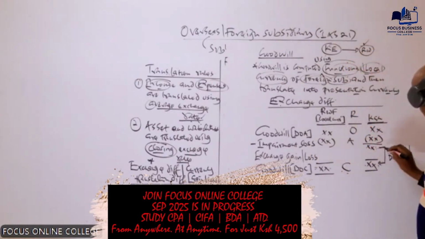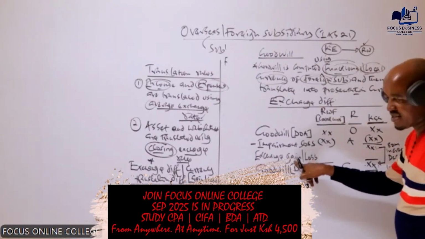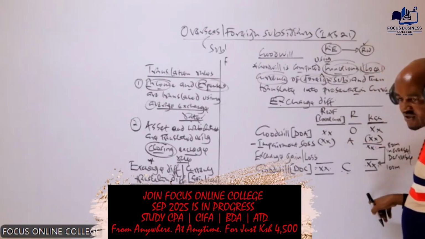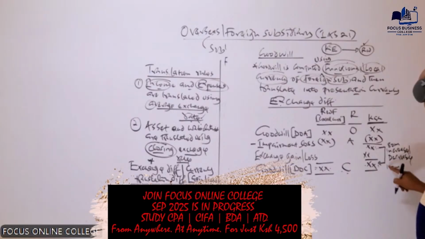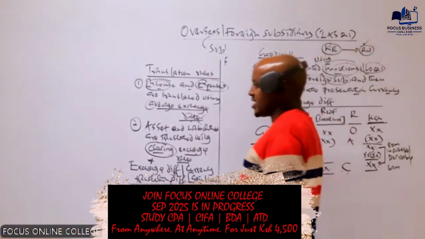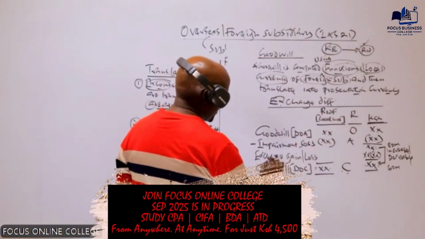So if we have an increase, maybe from 80 million to 100 million, you can see we have an increase. An increase is a gain. The value for goodwill increased is a gain. But if we have a decrease, like 80 million to 60 million, that is a decrease. A decrease is basically an exchange loss.